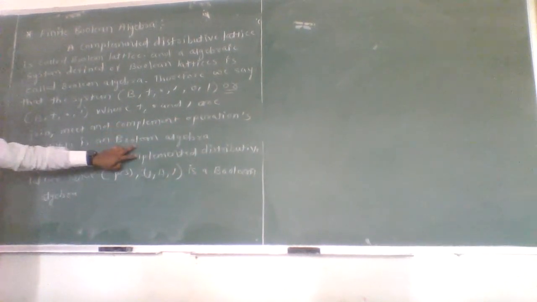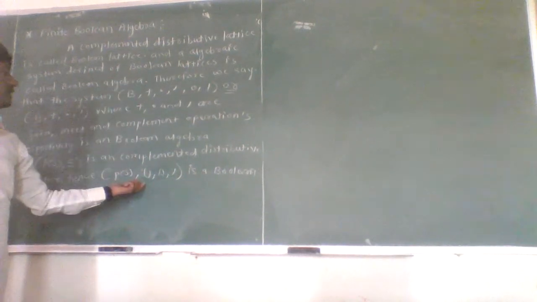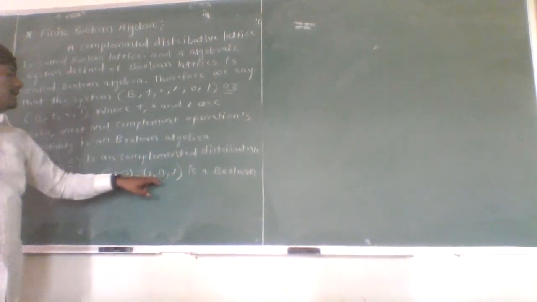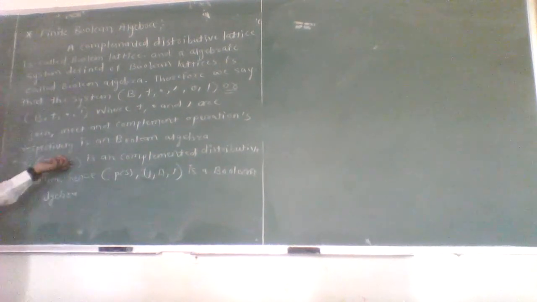Since the power set of S with inclusion relation is a complemented distributive lattice, hence it is a Boolean lattice. And as we have defined the algebraic system on this Boolean lattice, it is a Boolean algebra, where union, intersection and dash are nothing but the join, meet and complement operations respectively. Okay, therefore the power set of S with inclusion relation is a Boolean algebra with these three operations.